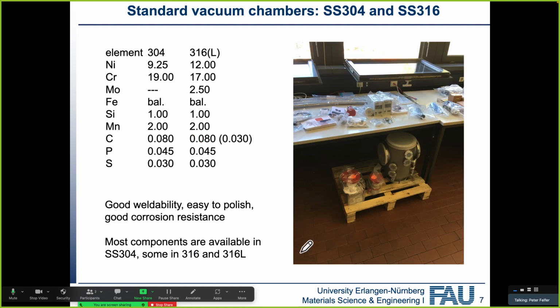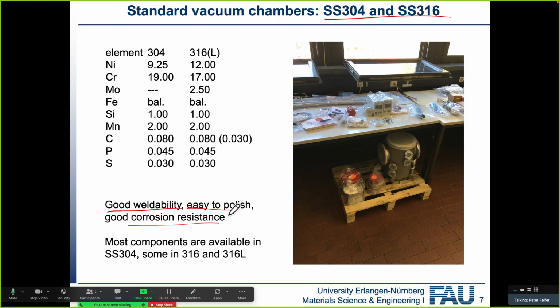Okay, so standard vacuum chambers. Typically, we have stainless steel, 304 and 316. So for everyone that's not a steel person, it's essentially just regular austenitic stainless steel, the stuff your cutlery is made from. Nothing too fancy. It's because it's got good weldability, it's easy to polish, and has good corrosion resistance.